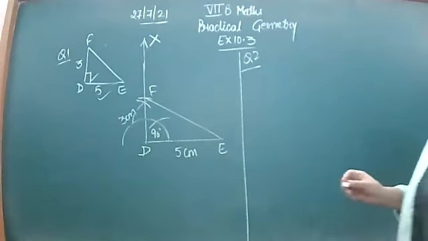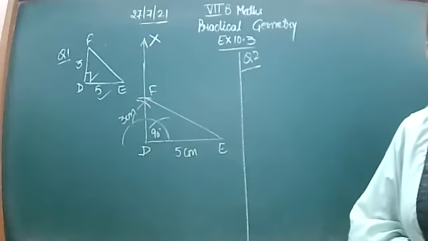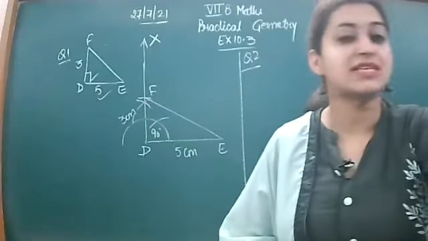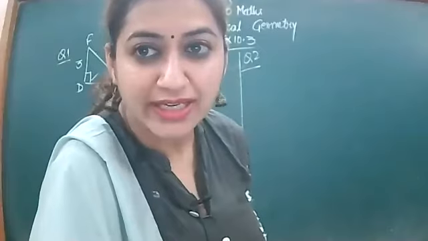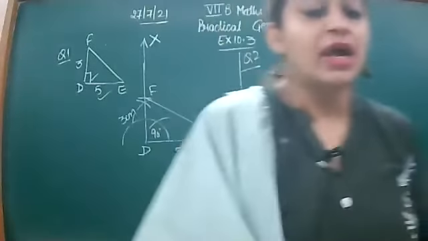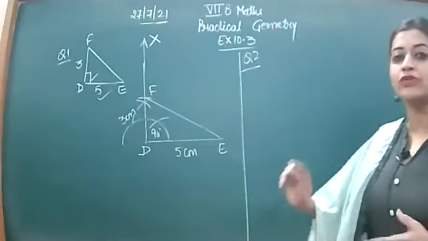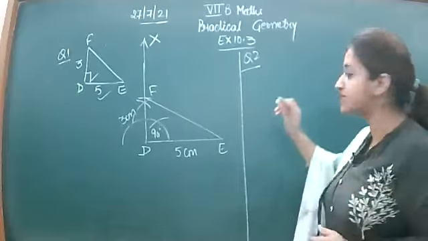6.5, okay. So you have to construct the isosceles triangle whose equal side is 6.5 and the angle between the equal sides is 110. Nothing else is given. So how will you start? Actually, you have two sides given.